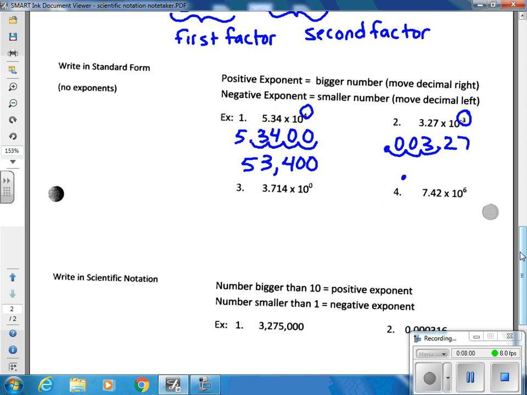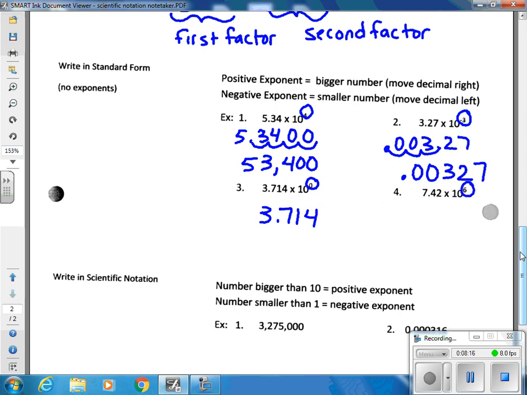So my new answer is 0.00327. Okay. For number 3, my exponent is a 0, which means I don't move it at all. So my answer is just 3.714. If there's nothing to move, you don't have anything to do to it. So be careful about that.